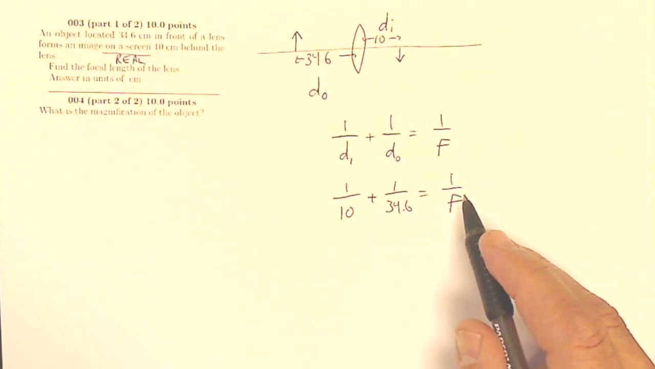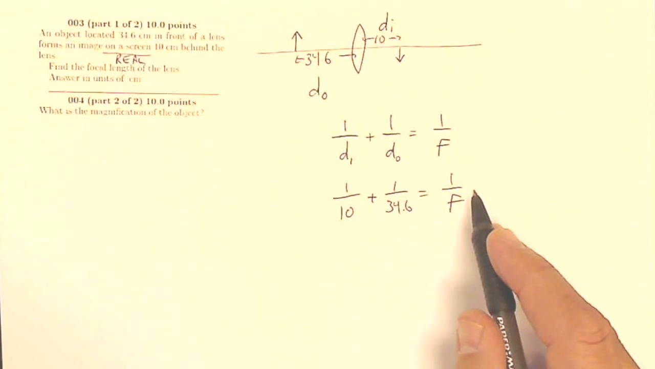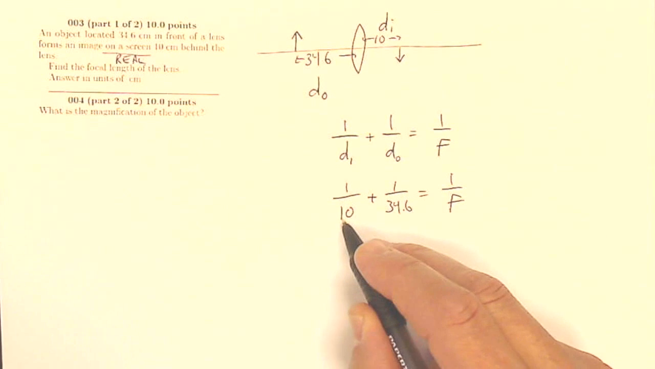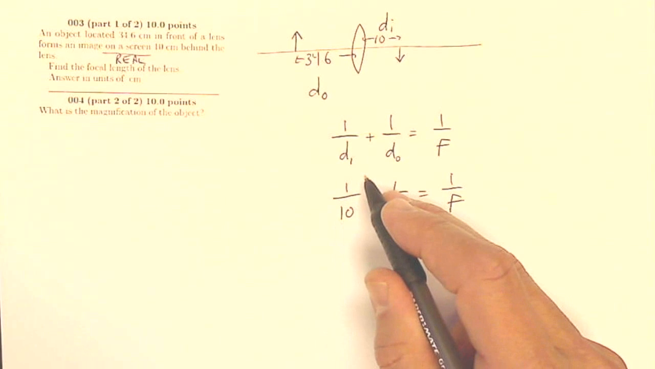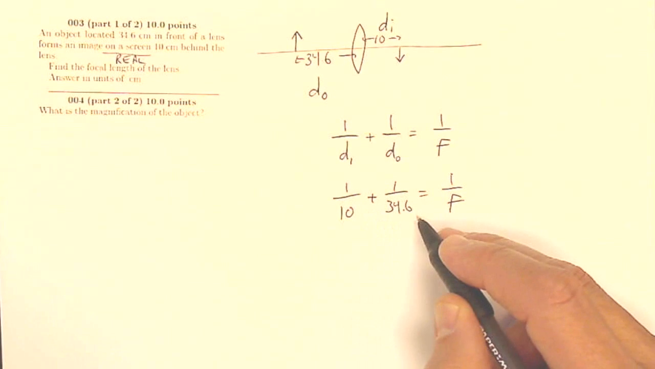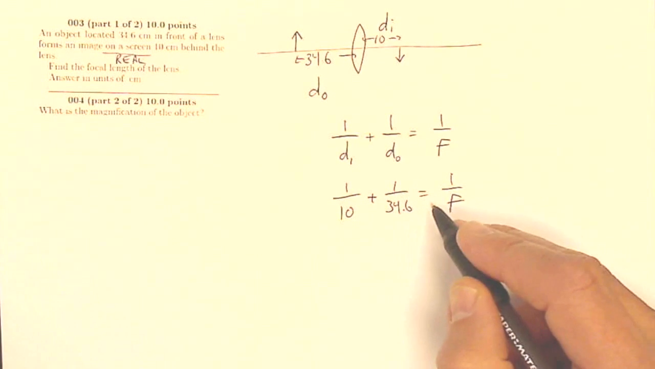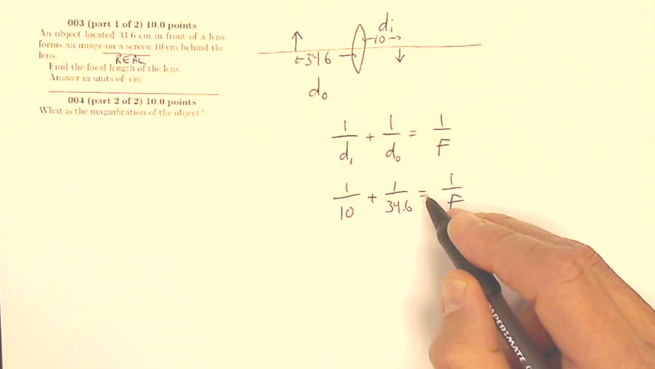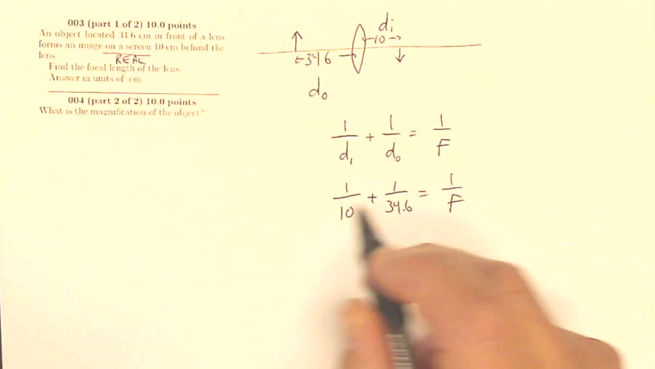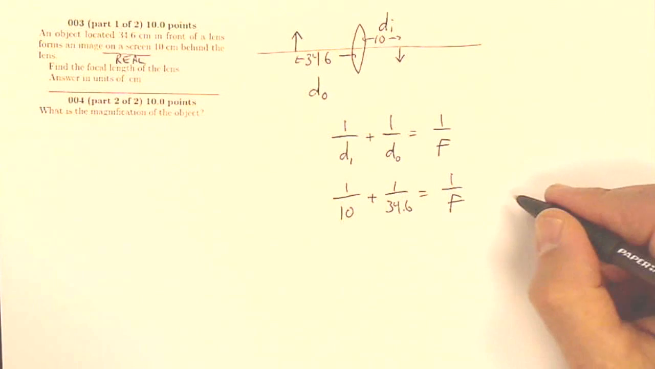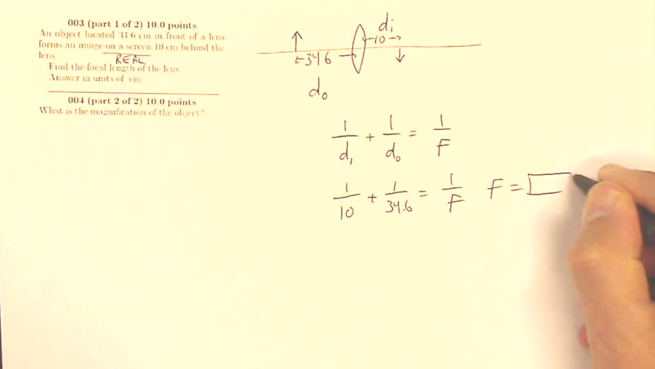Again, in my calculator, this is just like solving resistors that we did before. This would be 10, and then I'd push my x to the negative 1 button or my 1 over x button, plus 34.6 to the negative 1 equals, and that'll give me some answer, but then I've got to take that answer and do it to the negative 1 again to get my focal length. So that'll give me F equals focal length of the lens.